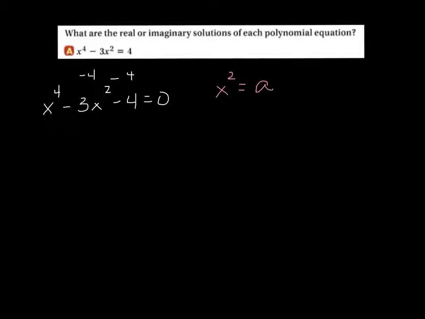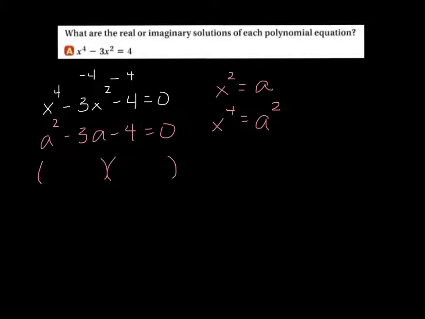If x squared is equal to a, what would x to the fourth be? It would be a squared, because you'd multiply x squared times itself to get x to the fourth, so a times itself to get a squared. All right, so let's replace the x with our new expression. So a squared minus 3a minus 4, and pretend that's what we're factoring.